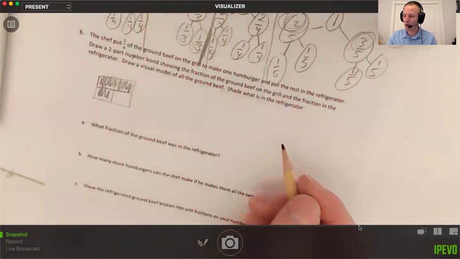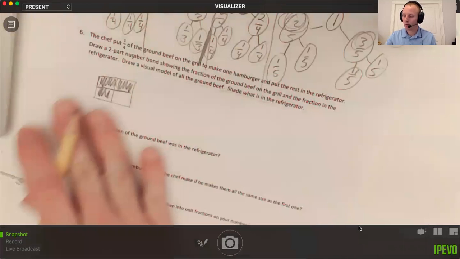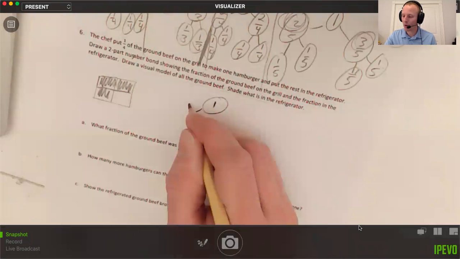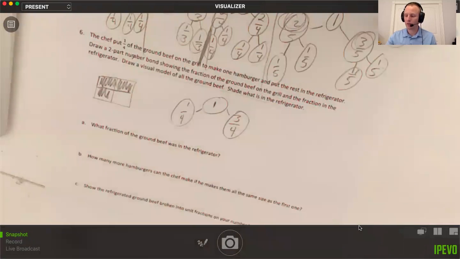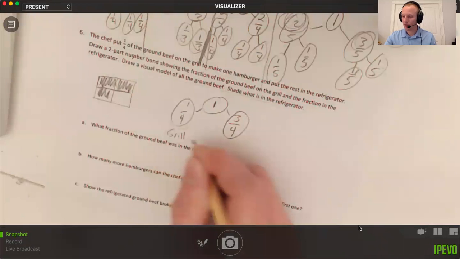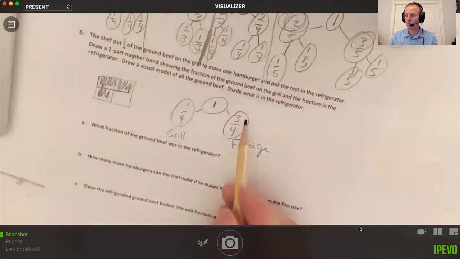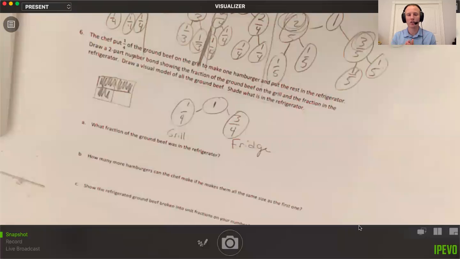Now I need to draw a 2-part number bond. So 1 whole is made up of 1/4 on the grill and 3/4 in the refrigerator. This is grill. This is fridge. Okay, and we can see 3/4 and 1/4 added together makes 1 whole. We have that whole package of ground beef accounted for now. We know where every part of it is. We haven't lost any along the way.